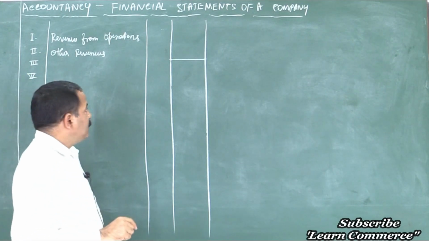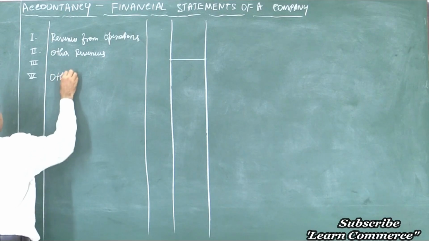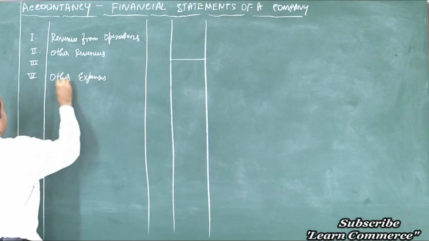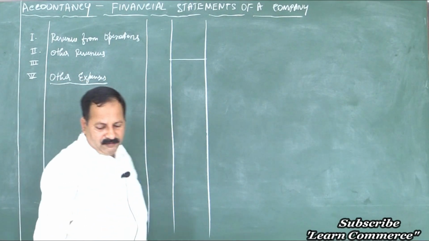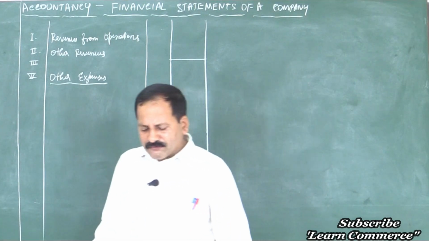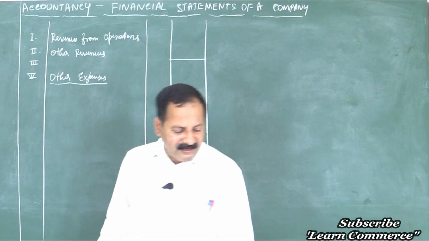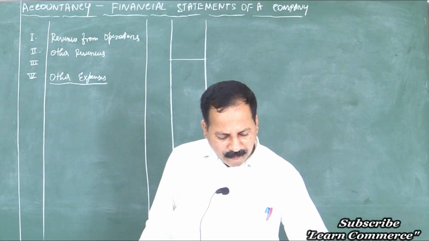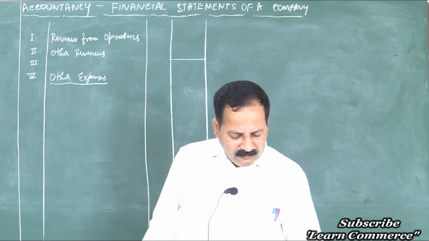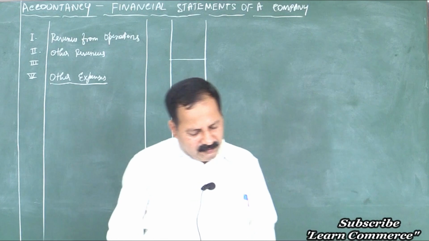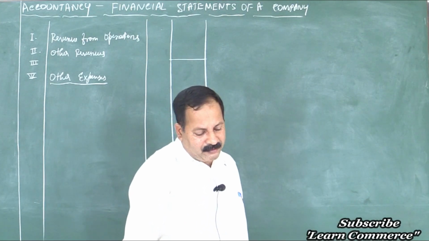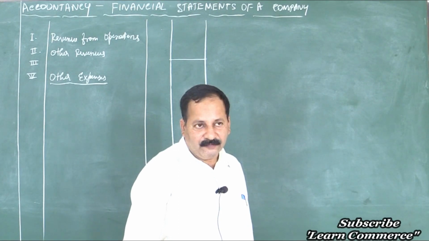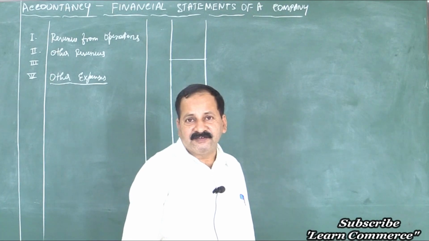Under other expenses, we will write all the expenses one by one. There are many expenses like cost of material consumed. It includes the expenses incurred for manufacturing, that is raw materials. Raw material purchased, then other materials consumed to manufacture the goods. Everything comes under this cost of materials consumed.